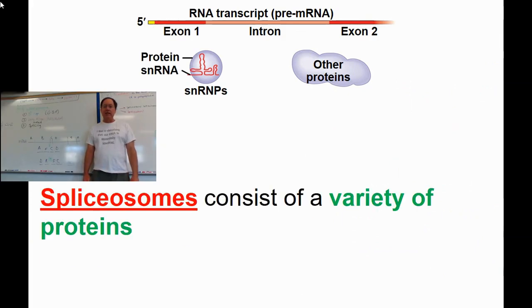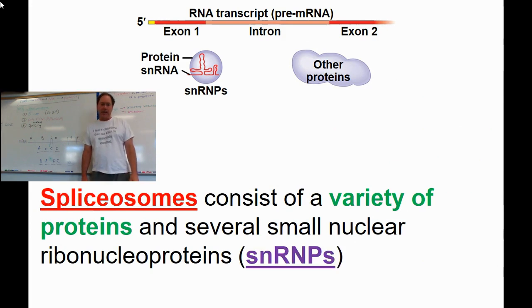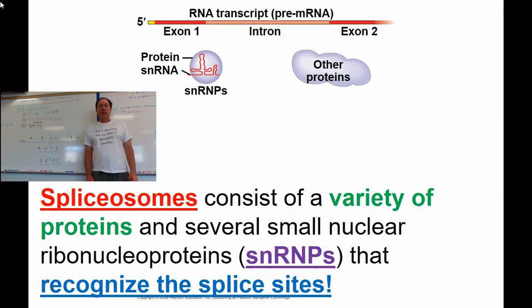They are spliceosomes. They consist of a variety of proteins and several small ribonucleoproteins called SNRPs that recognize the splice sites. I have a couple movies I'm going to show you here.